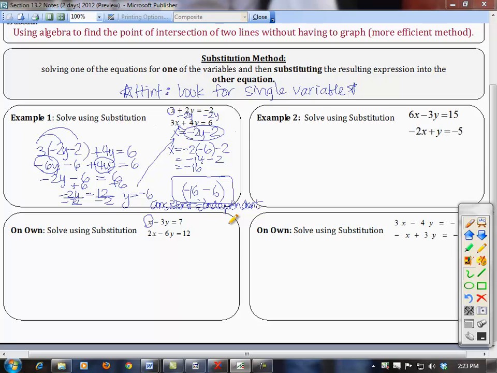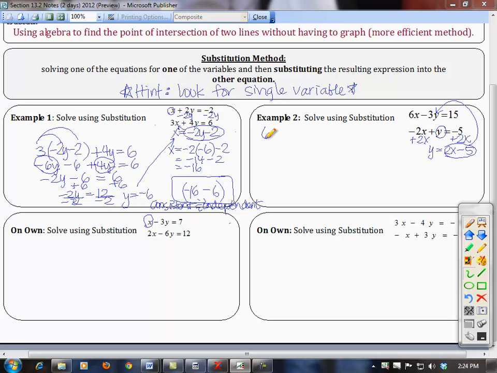What I'm going to do though is look at example 2, and I'm going to solve for a different variable this time, because I look at it and I see a single y. And so if I solve for y, I've got to get rid of the negative 2x. So I add 2x to both sides, and I get that y equals 2x, and it was a negative 5, so minus 5.